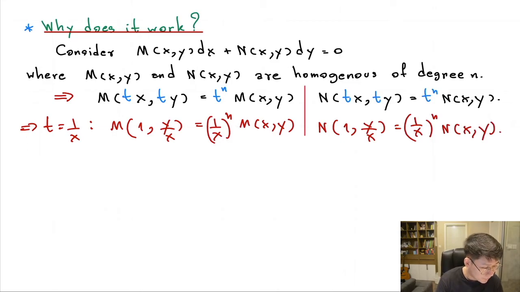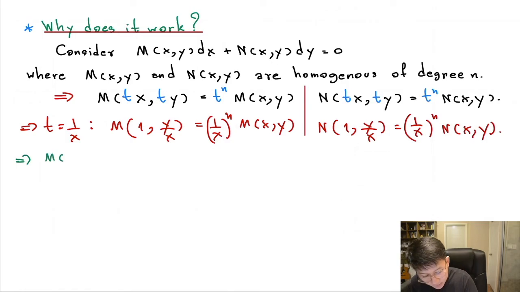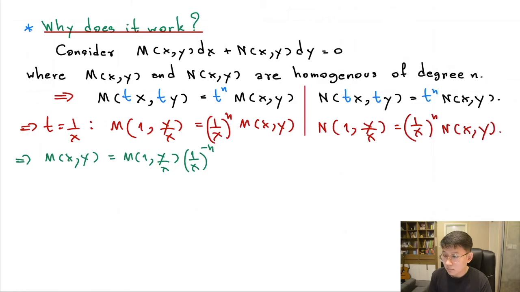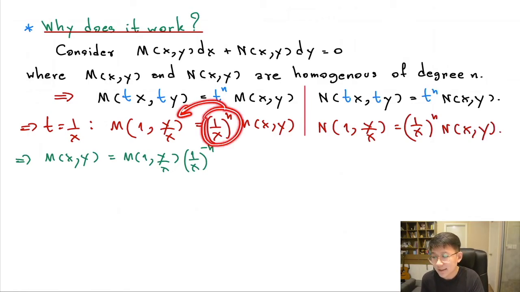And then as you can see, I'll have that M of xy is actually M of 1, y over x, times 1 over x to the minus n. Get it? Just move this to that side, right? And if this is 1 over x to the n, if I move it to that side, it will be 1 over x to the minus n.